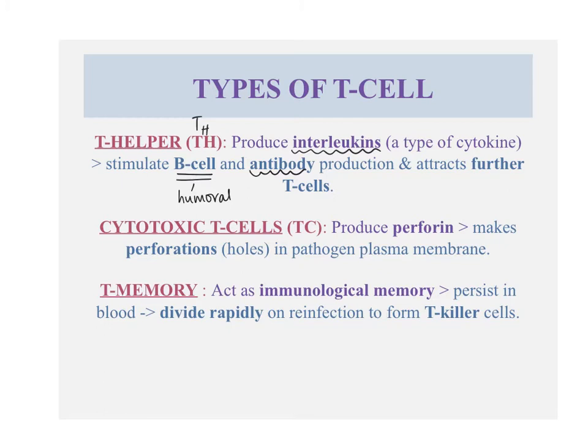Okay, the next subtype is cytotoxic T cells. Generally, if something's got the word toxic in it, it's not going to be a good time. And these cytotoxic T cells produce a chemical called perforin. Now perforin sounds like the word perforates, and that's exactly what this chemical does. It basically punches holes in the walls of the pathogen's plasma membrane. And in doing this, it makes the membrane permeable.